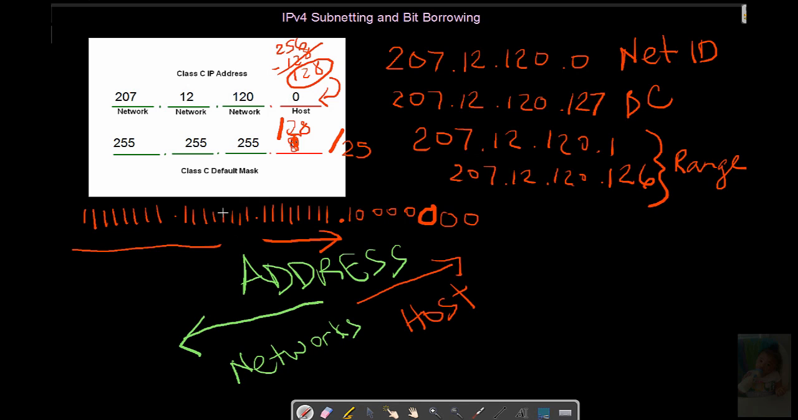So here's what's happening. As this mask value moves this way, as we borrow bits to our right, the number of networks actually goes up. We took one network, 207.12.120.0, and now we've divided that in half. Instead of going from .0 to .255, now we have two networks, a .0 to 127, and also a .128 to 255. Now they're smaller. The amount of hosts we can squeeze in them went down, but we have created more networks.